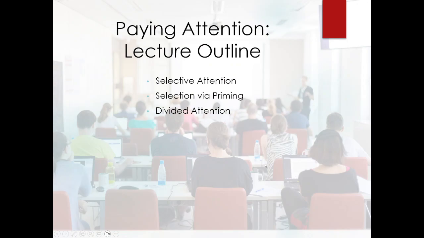In this chapter, we're going to talk about how our attention system is selective, how priming can help to determine what we select to pay attention to, and then the effects of dividing our attention. So let's get to work.